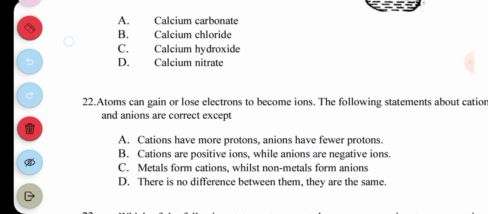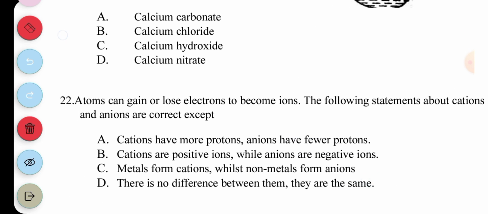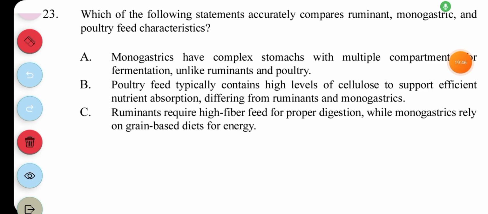Question 22. Atoms can gain or lose electrons to become ions. The following statements about cations and anions are correct, except A. Cations have more protons, anions have fewer protons. B. Cations are positive ions while anions are negative ions. C. Metals form cations while non-metals form anions. D. There's no difference between them. They are the same. The answer to question 22 is D. There is no difference between them.